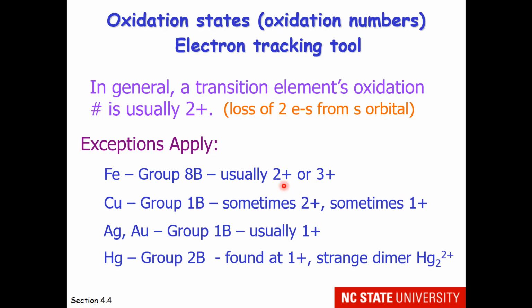+2 is a good value for iron, but it can also be +3. Copper is +2 sometimes, and in other compounds, +1. Silver and gold are usually +1. Mercury is a very strange dimer, where each mercury atom in the compound is +1.